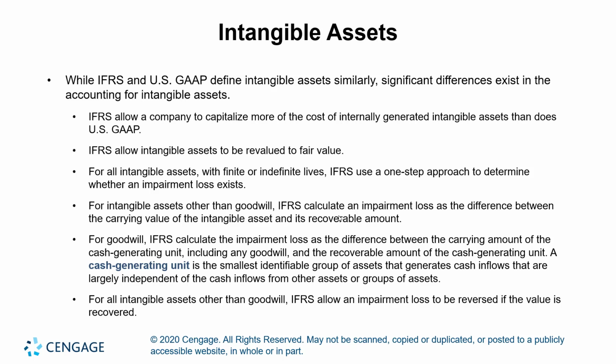For intangibles other than goodwill, IFRS calculates the impairment loss as the difference between the carrying value of the intangible and its recoverable amount, not fair value. For goodwill, IFRS calculates the impairment loss as the difference between the carrying value of the cash-generating unit and its recoverable amount. And for intangible assets and goodwill, IFRS allows an impairment loss to be reversed, and GAAP does not. And that's the end of the overview, and we'll do some problems.